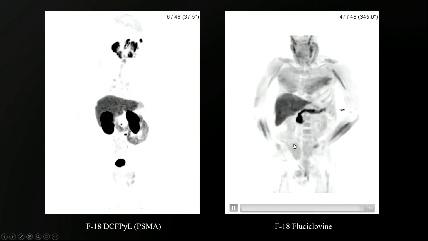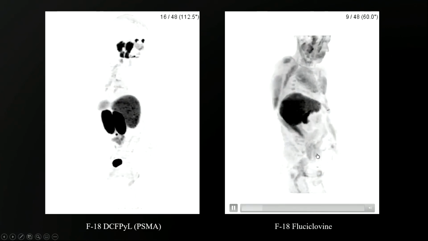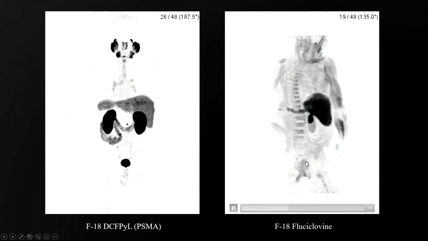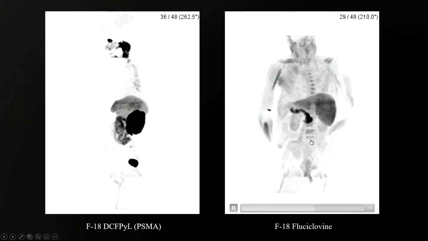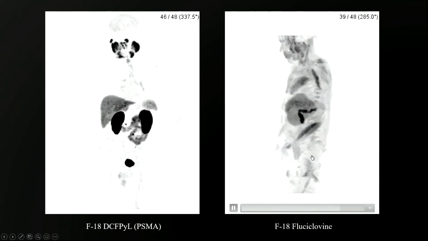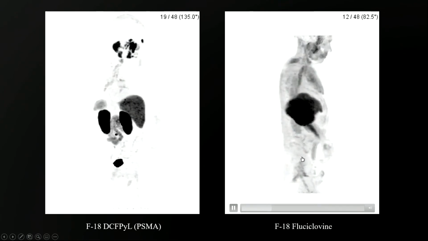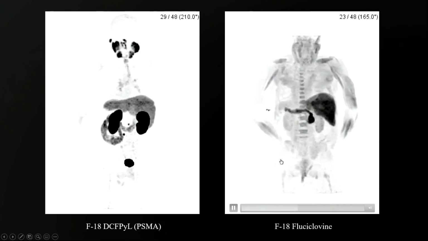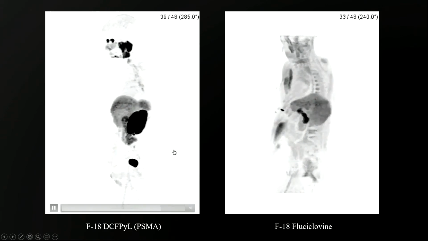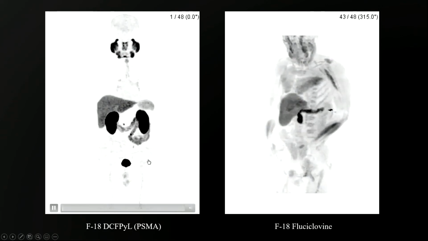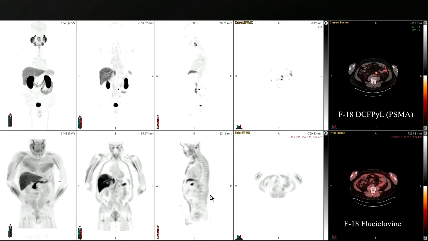But PSMA has much higher sensitivity. And also, in the case that Dr. Wang had showed with the ureter, you're not going to see ureteral activity, usually, with fluciclovine, just because you're imaging so early on. So you're not going to mistake ureteral activity for a lymph node, as in the case that he showed. So I just want to show you these 2 areas.